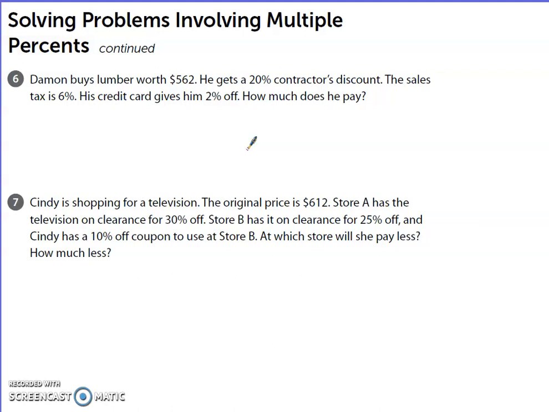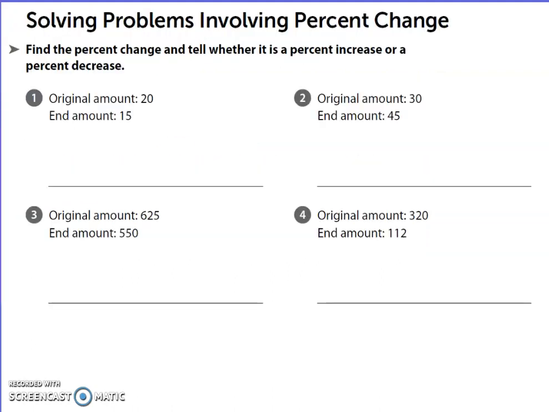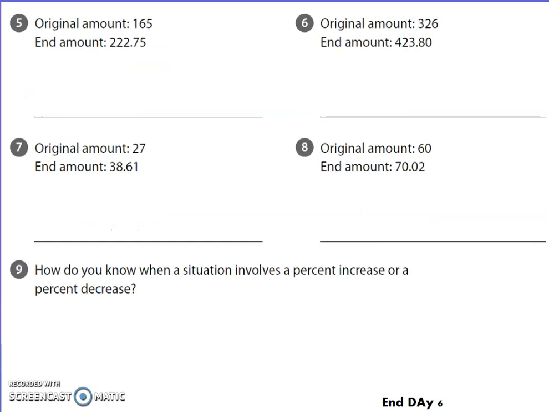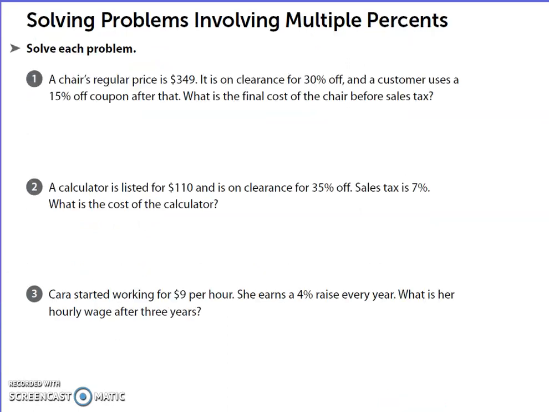So let's start. We have a chair. Let me make sure that we're on the right page. Okay, here we go. First question of page 20. A chair's regular price is $349. It's on clearance for 30% off, and a customer uses a 15% off coupon after that. What's the final cost of the chair before they pay sales tax?